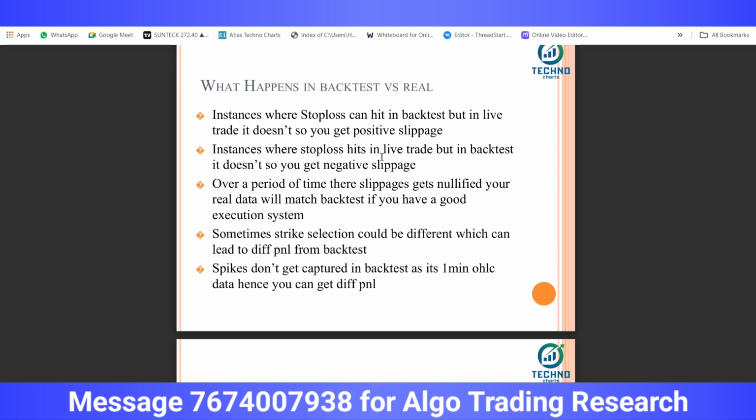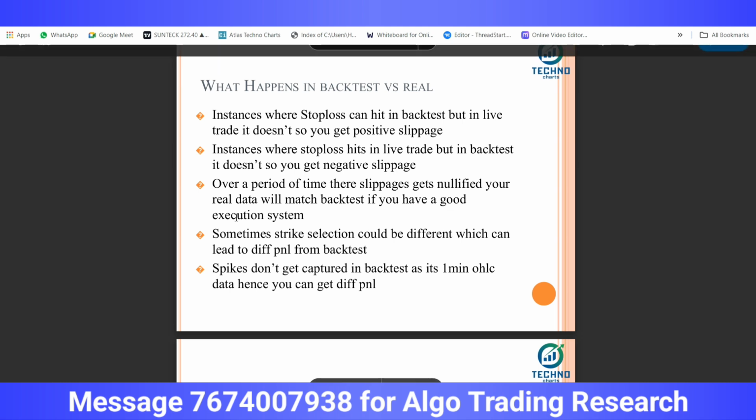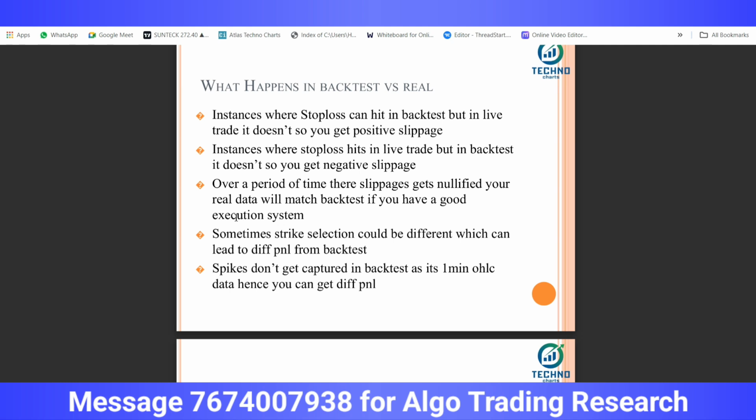Instances where stop loss hits in live trade but in backtest it doesn't, so you get negative slippages. Over a period of time, these slippages will get nullified and your backtest and real data will match if you have a good execution system.